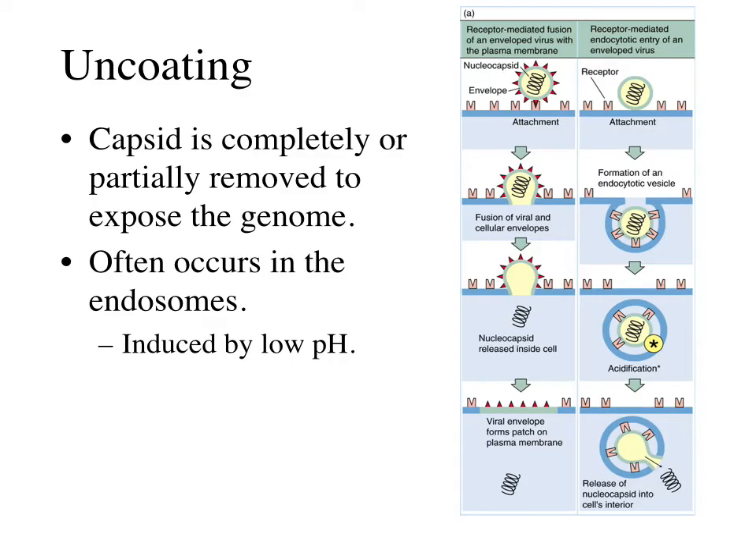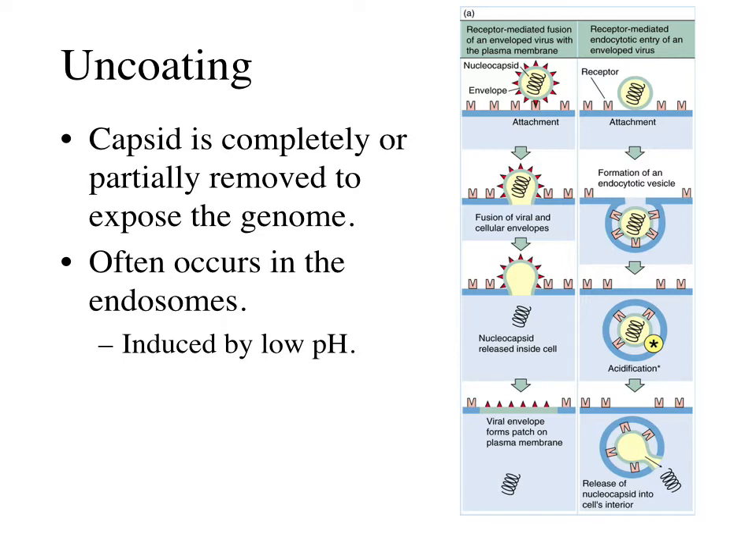The next step in virus replication is uncoating. This is important because, remember, the capsid protects and contains the nucleic acid of the virus particle, but the genome has to be exposed in order to become active once it's inside the host cell. So the capsid has to be completely or partially removed. This often occurs in endosomes and is induced by low pH.